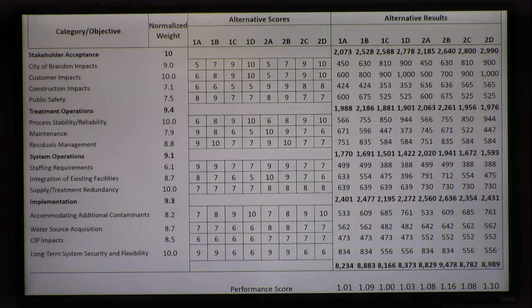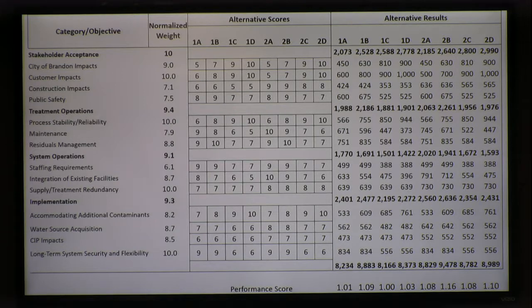You can see down here, if you look at maintenance, the simplest system, which would consequently have the least amount of maintenance issues associated with it, received the highest score. So the existing treatment facility is the lowest level of treatment, the lowest level of mechanics, and so forth. Depending upon the objective and the category, one alternative may score high in one objective and low in another, based upon the ranking that was developed by the committee. They did a great job.